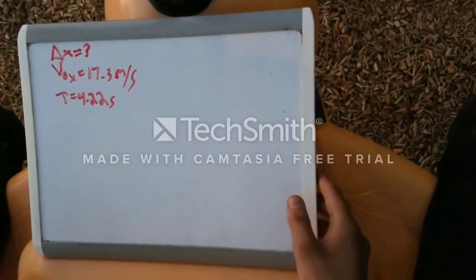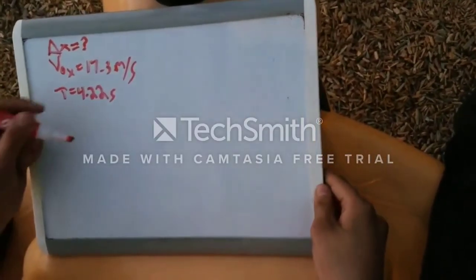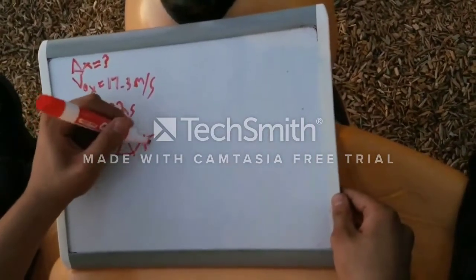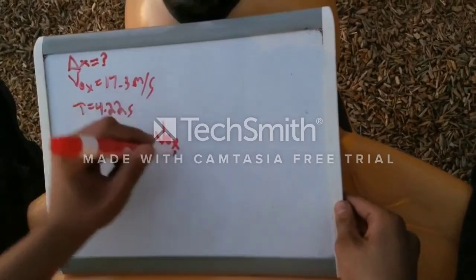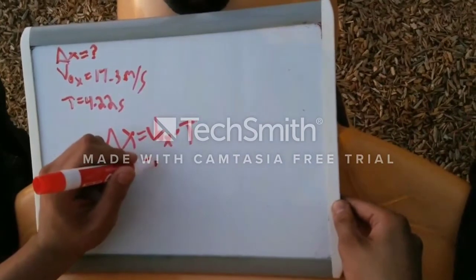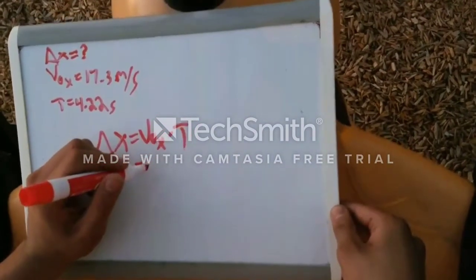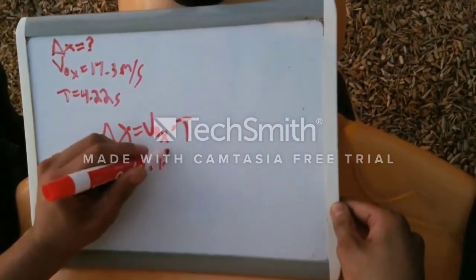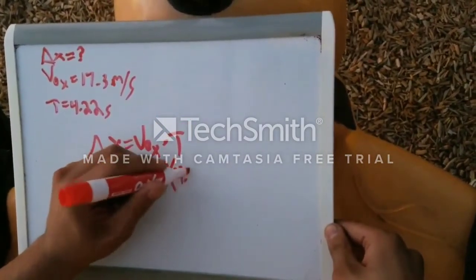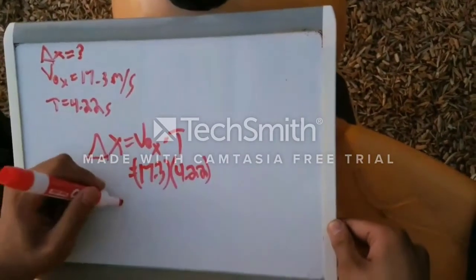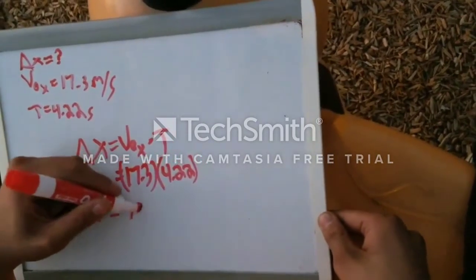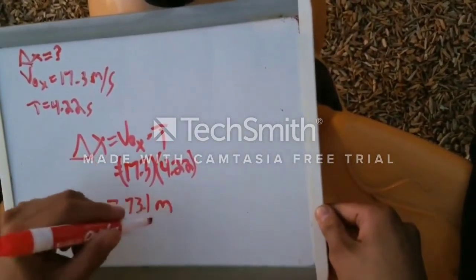In order to find the change in distance in the x direction, we can use a kinematic formula. It goes delta x equals initial velocity in the x direction times time. Our initial velocity in the x direction is 17.3, and the time we found is 4.22. And if you use your calculator correctly, your change in x should be 73.1 meters.